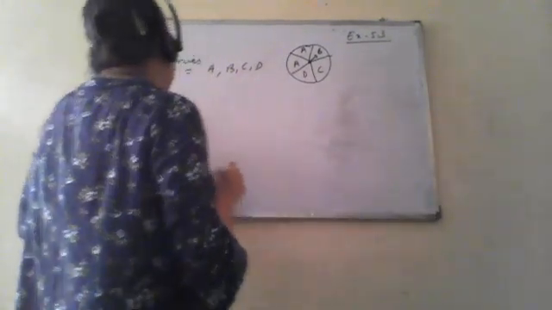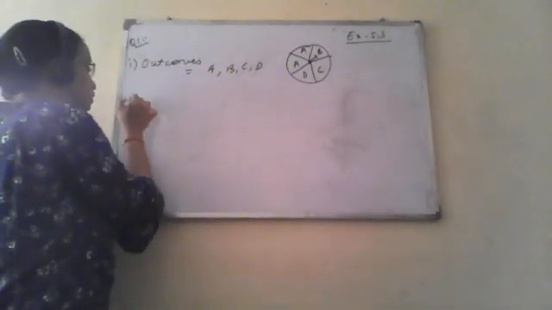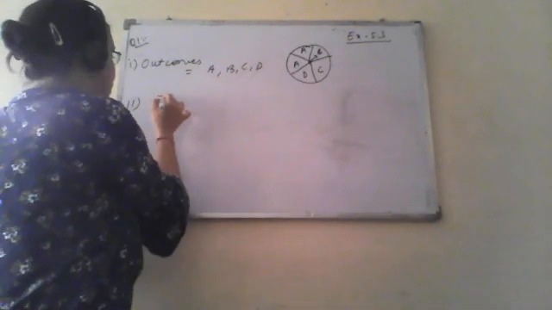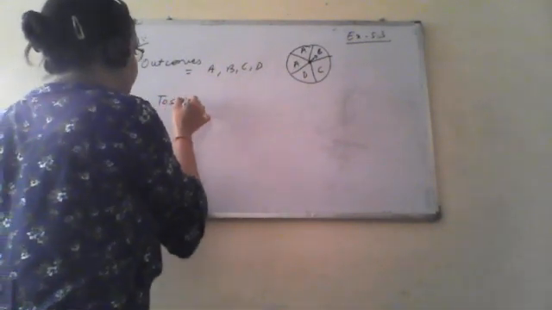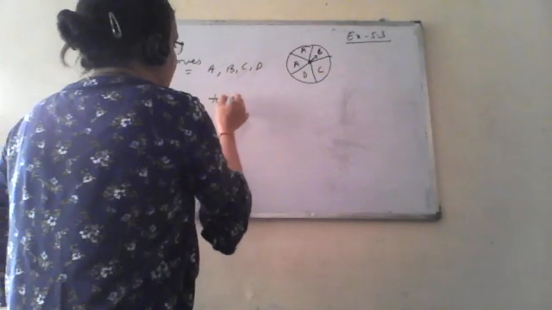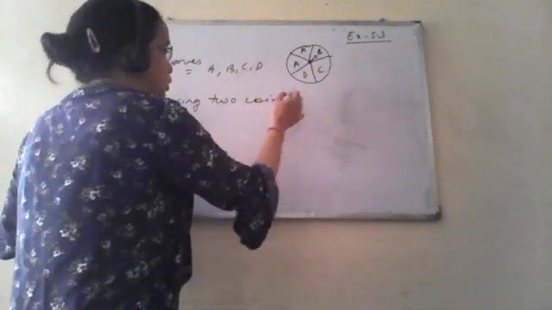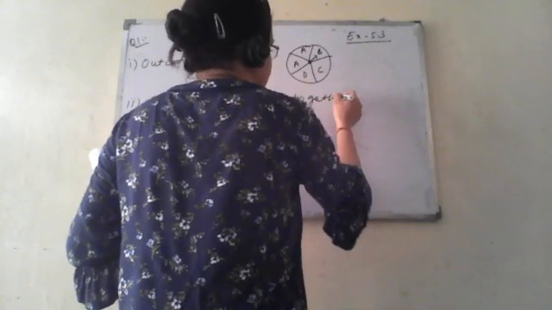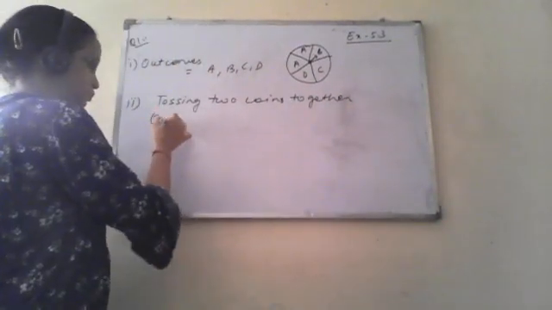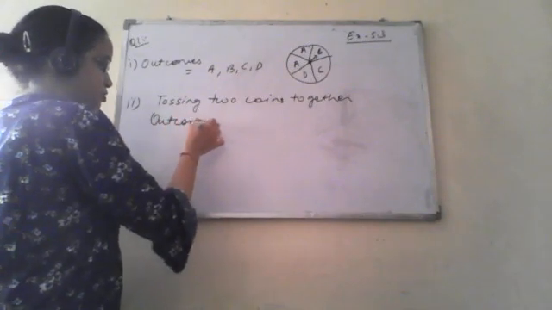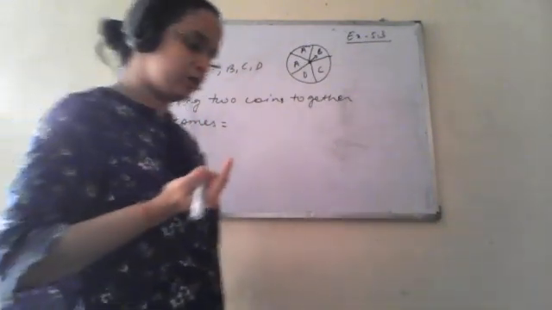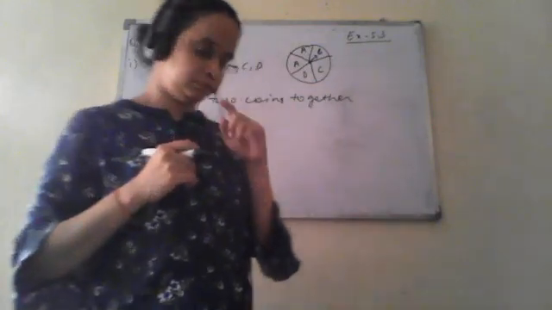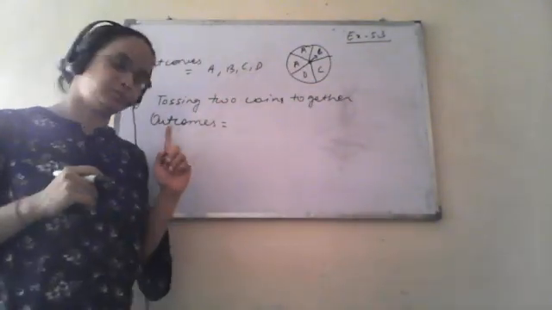Now, second is tossing two coins together. What are the outcomes when we toss two coins together?